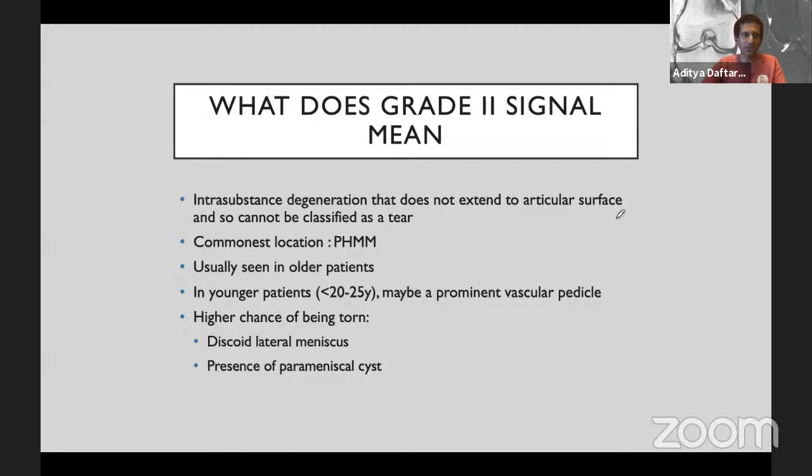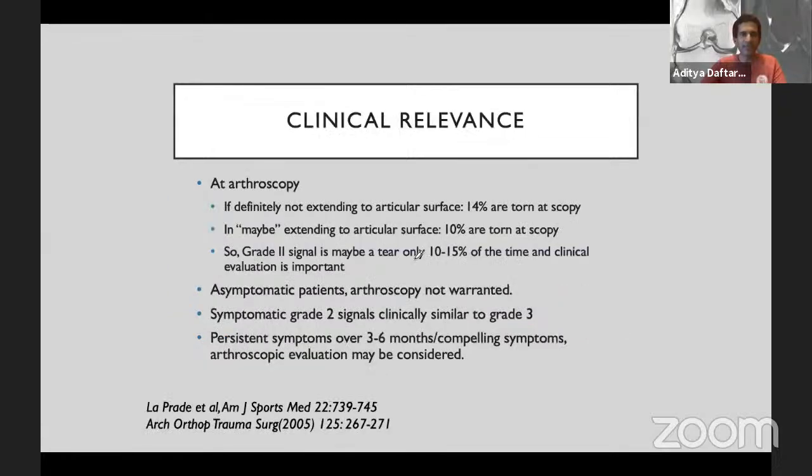So this grade 2 signal, as I talked about, what they have shown essentially is that it may be a prominent vascular pedicle. I think that's the key thing to take home for all of you. And the second thing is that if it is definitely not, a small percentage can be torn at scopy. So if you have strong meniscal signs, there can be a meniscal tear. But if you don't have strong meniscal signs, then probably not.